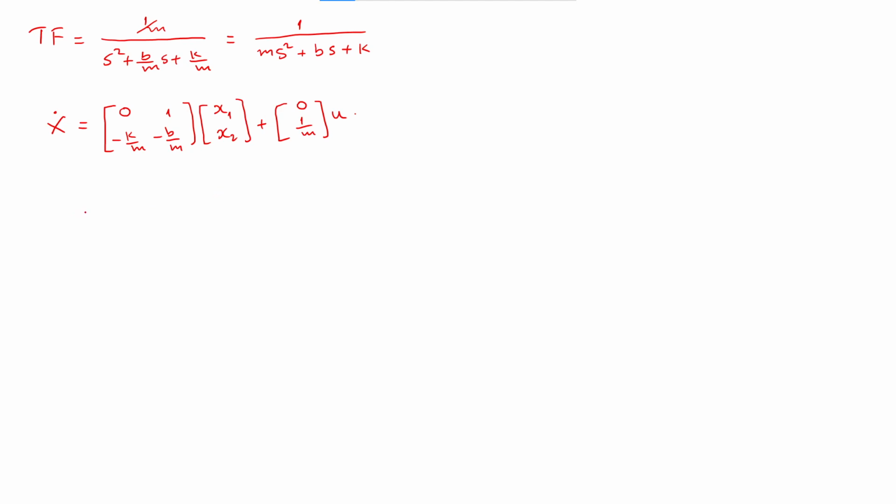From the formulation you learned before, now b and all parameters equal to 1, I should write it down like this: [0, 1; minus 1, minus 1], maybe just capital H, plus [0; 1] U.